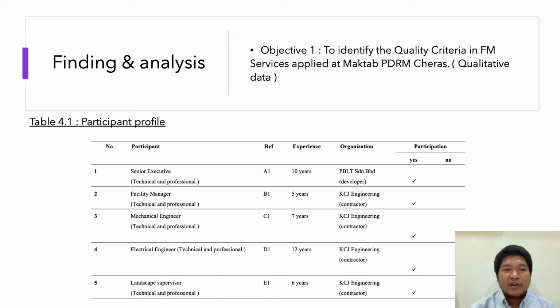future study. So for finding and analysis for the objective 1, which is to identify the quality criteria in FM services applied at Maktab PDRM Cheras, which is qualitative data, semi-structured interview. I have managed to interview 5 participants in this study, which is can be referred to participant A1, B1, C1, D1 and E1. So A1 is from the developer side, developer personnel, and for B1 is a facility manager, which is from a contractor that are currently always overseeing and handling all FM issues at Maktab PDRM Cheras. And C1, D1 and E1 are also from the contractor side.